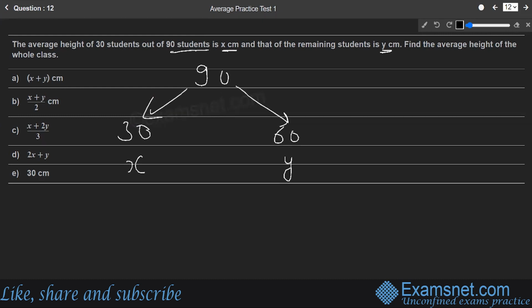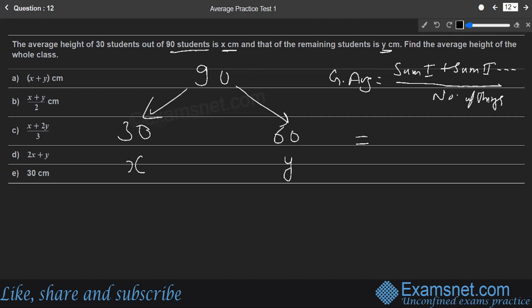Find the average height of the whole class. So we are supposed to find out the grand average of the whole class. Always the grand average is calculated by the sum of the first category plus the sum of the second category plus as many categories as you have, divided by the total number of things involved. So we are supposed to calculate the grand average.